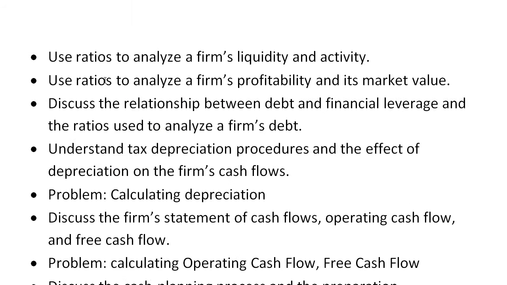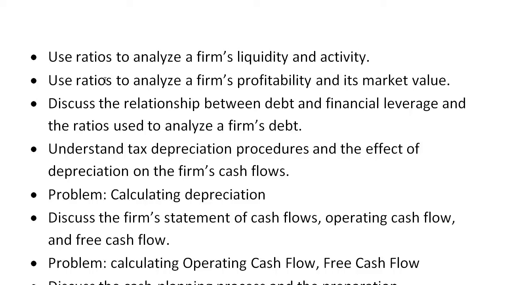Now moving to chapter 3, use ratios to analyze a firm's liquidity and activity. So what ratios measure liquidity, what ratios measure activity, and how do you use these ratios to analyze a company? Use ratios to analyze a firm's profitability and its market value. So when you see these bullet points, use ratios, it's basically going to be questions based on the financial ratios that we went over in chapter 3 and how they can be used to analyze the firm's position and profitability.